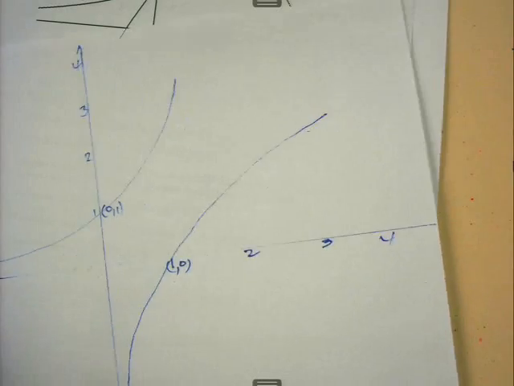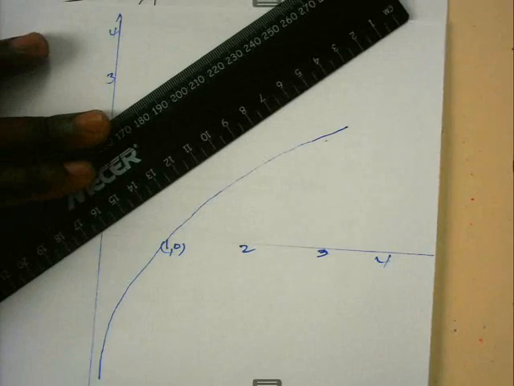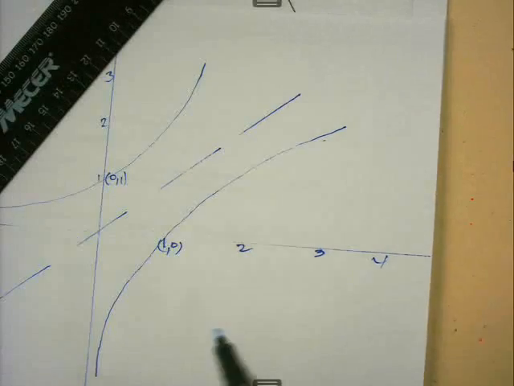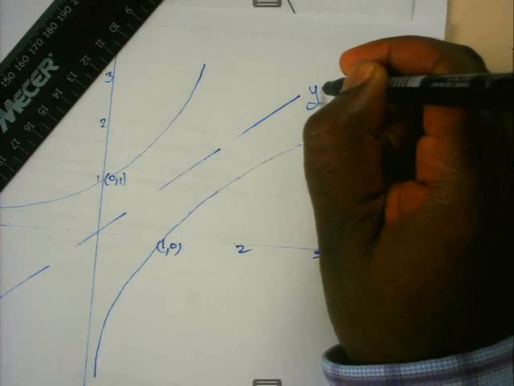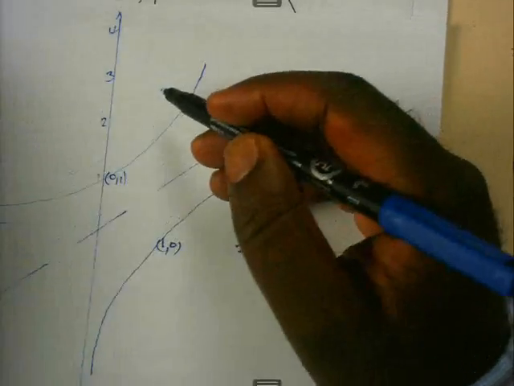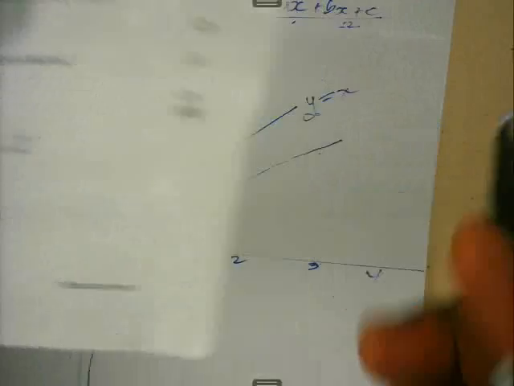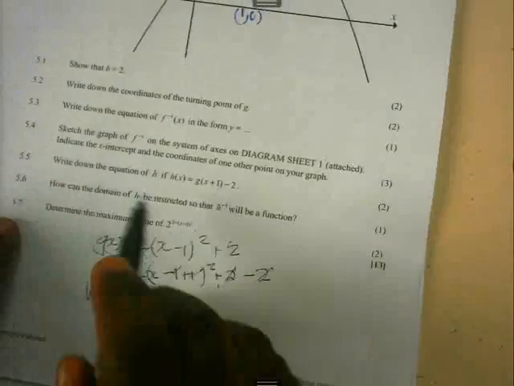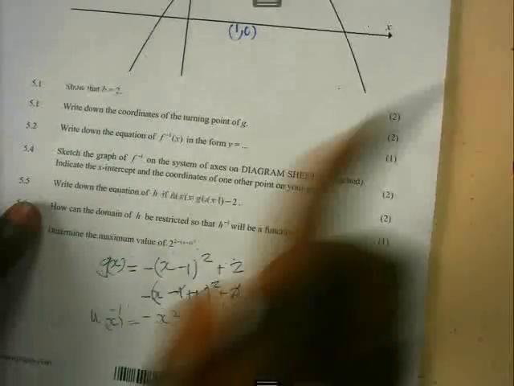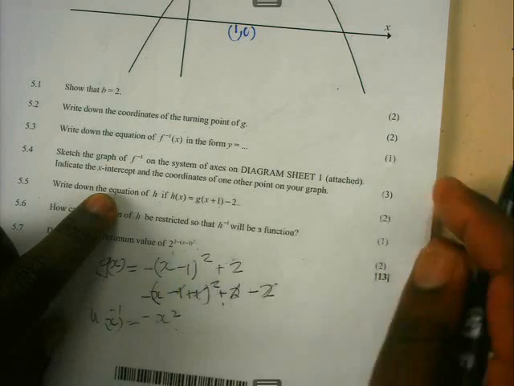Right. And in addition to that, if we want to be sure that this is indeed the inverse of that, we can always draw the line of symmetry between the two graphs, the line defined by y equals x, wherein this must be the mirror image of that. What I like most about this question is that sometimes they used to say, indicate the x-intercept. I've indicated the x-intercept. Indicate the x-intercept and the coordinates of one point on your graph. This is very specific. Indicate the x-intercept and the coordinates of one other point on your graph.